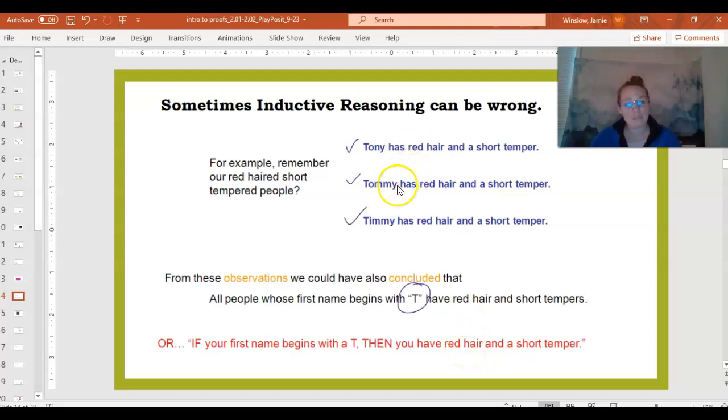That might be true for these observations, but can you guys think of a counterexample? And I love doing this in class with you too, because somebody will say, well, I don't have red hair and my name is Thomas. So you can think of a person or find a person whose name starts with T. Maybe Taylor. Taylor has blonde hair and not a short temper. So we can find that counterexample.